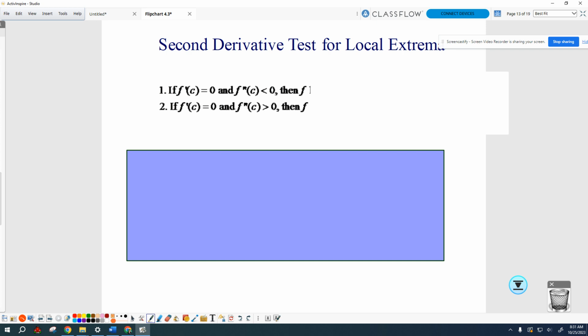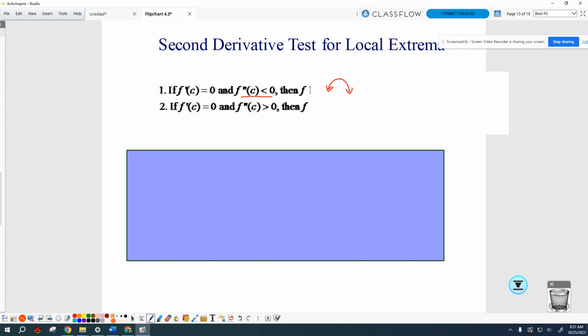F prime equals 0 and F double prime is less than 0. Annie, F double prime is less than 0. Is it a happy face or a frowny face? Frowny face, because double derivative is negative, so concave down makes a frown. F prime is 0. Miriam, what does that mean that we know about it?